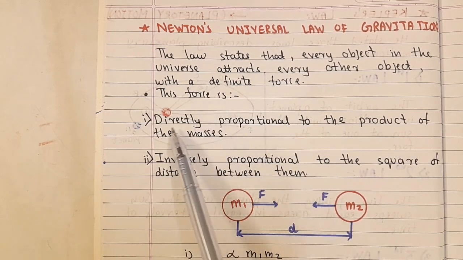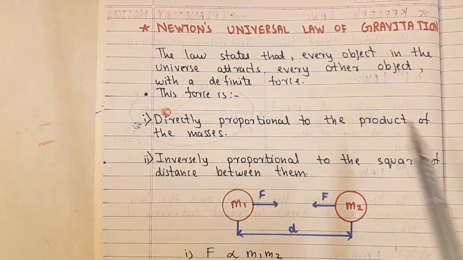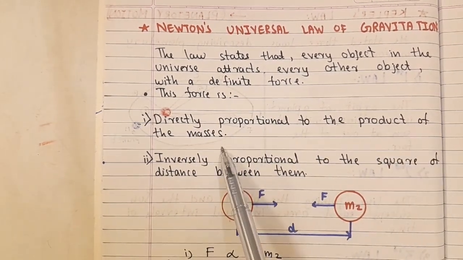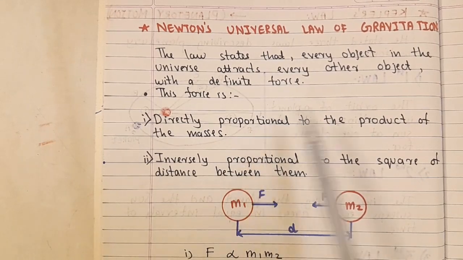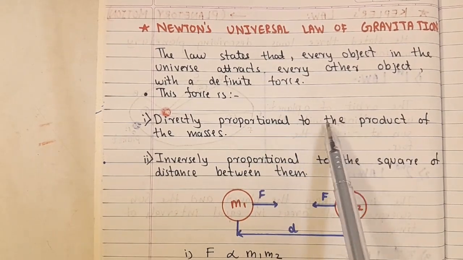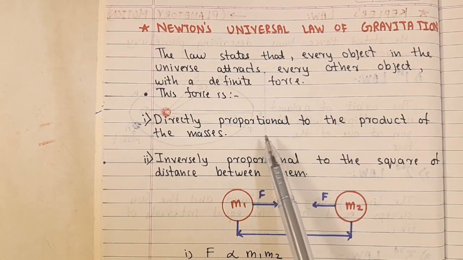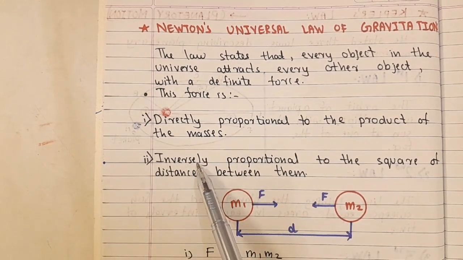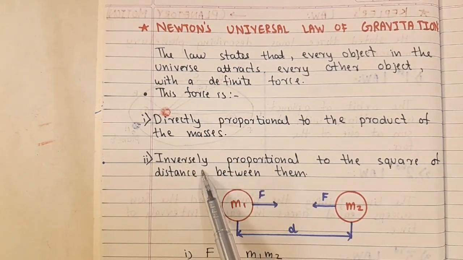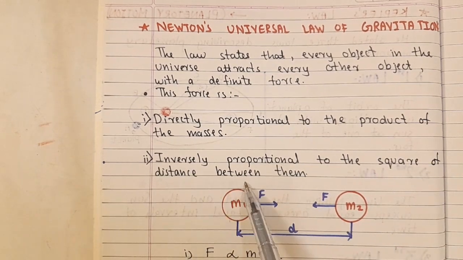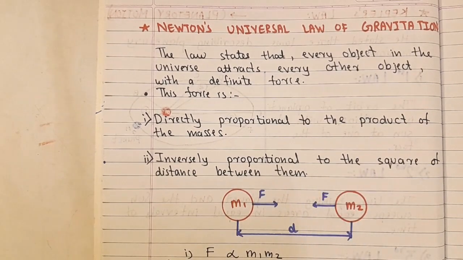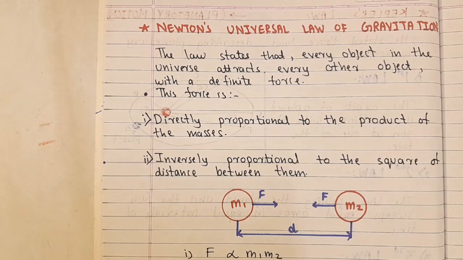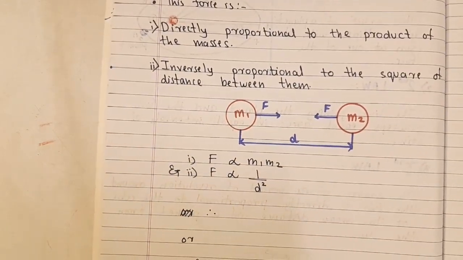This force is directly proportional to the product of the masses. Here two different objects are there, so the product of their masses, the first object and the second object. And second, the same force is inversely proportional to the square of the distance between them. Okay, now this is the statement of the law. Now let's have a look at the derivation.